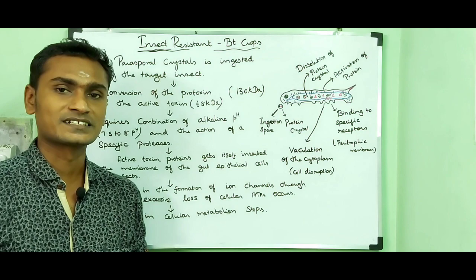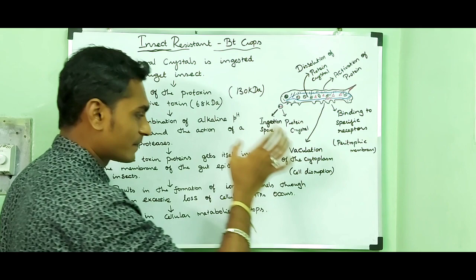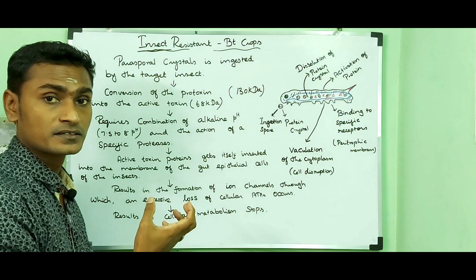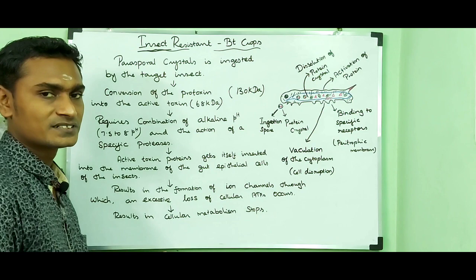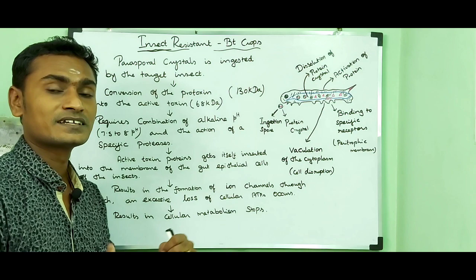This results in the formation of ion channels through which an excessive loss of cellular ATPs occurs. Due to the active toxic protein, cellular ATPs are lost in an excessive manner. Cellular ATPs are very important for metabolism, so their loss results in cellular metabolism stopping. After that, the organisms are not able to survive. This is how the BT toxin can kill an insect.